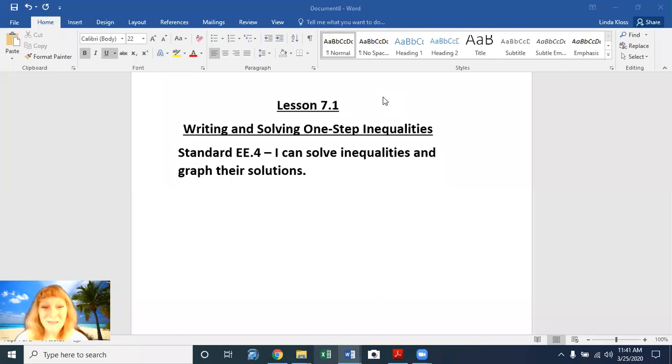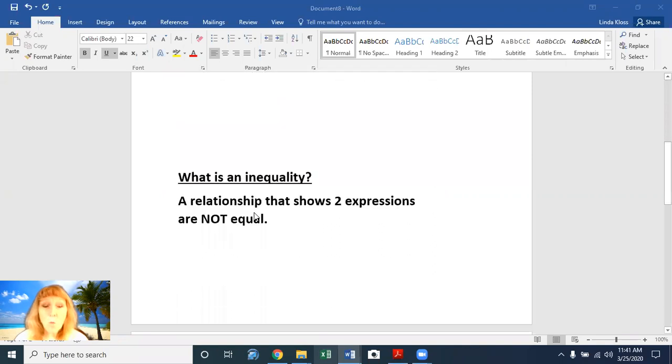Okay, welcome back. We are working on writing and solving one-step inequalities. The standard that we will be using is EE4. I can solve inequalities and graph their solutions. So, what is an inequality? An inequality is a relationship that shows that two expressions are not equal.